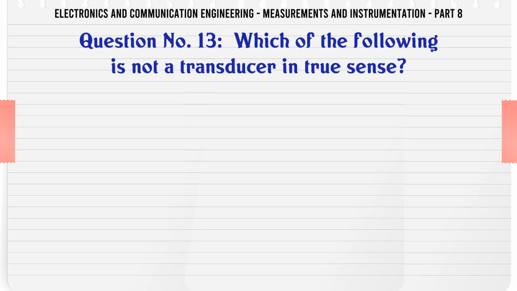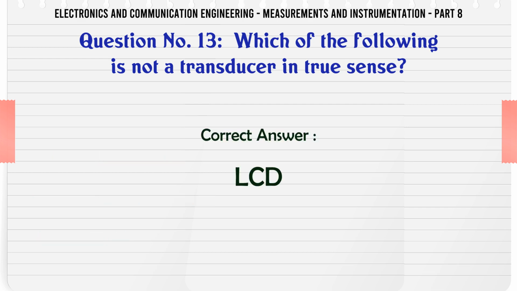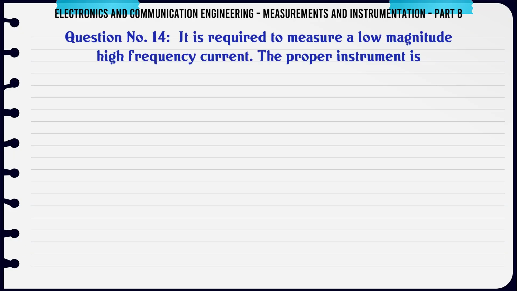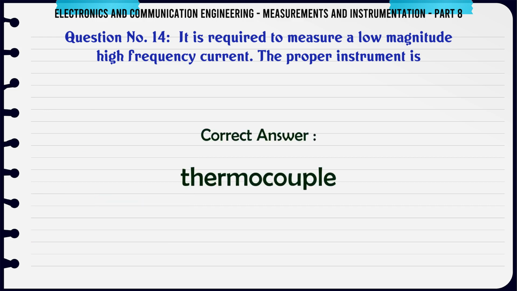Which of the following is not a transducer in true sense? A. Thermocouple, B. Piezoelectric, C. Photoelectric cell, D. LCD. The correct answer is LCD. It is required to measure a low magnitude high frequency current. The proper instrument is: A. Moving iron, B. Dynamometer, C. Thermocouple, D. Induction. The correct answer is thermocouple.